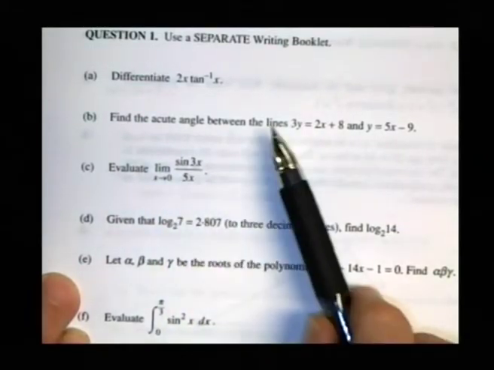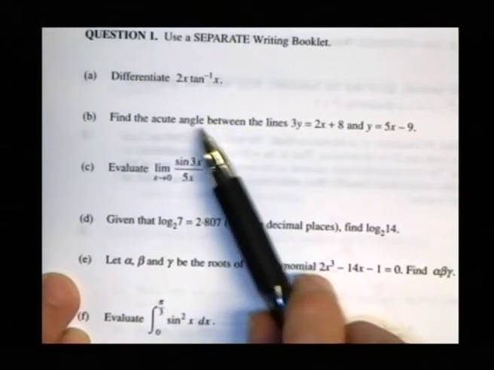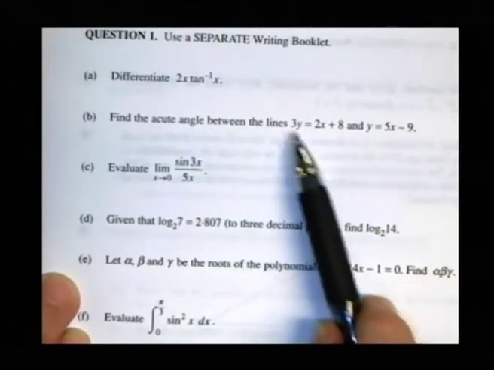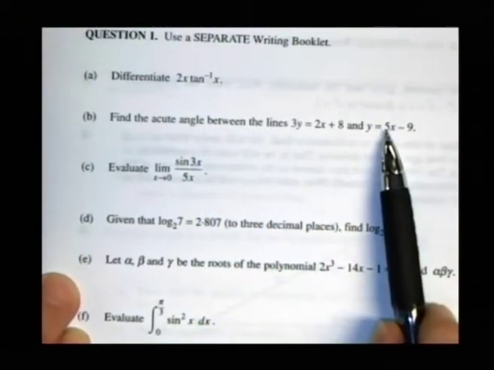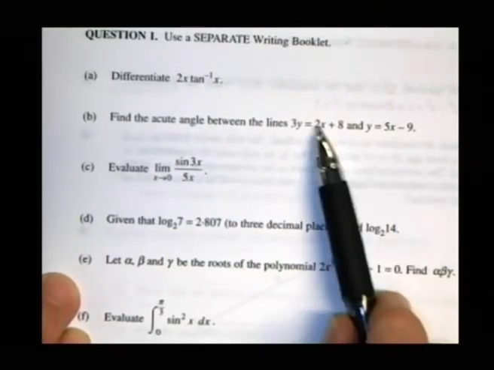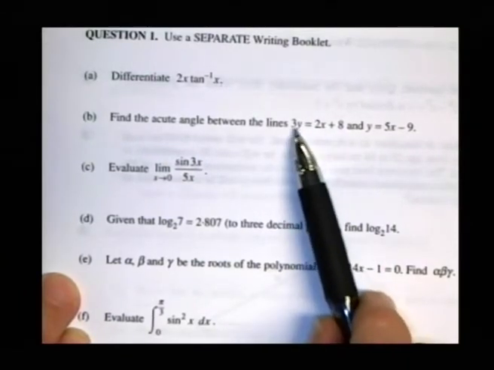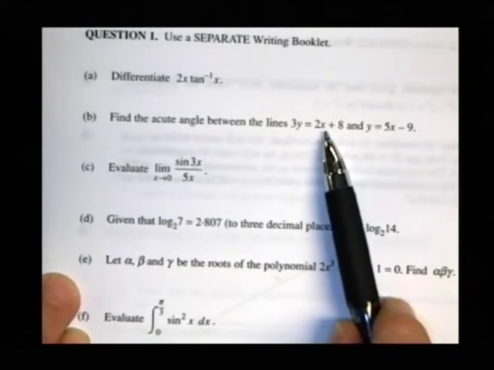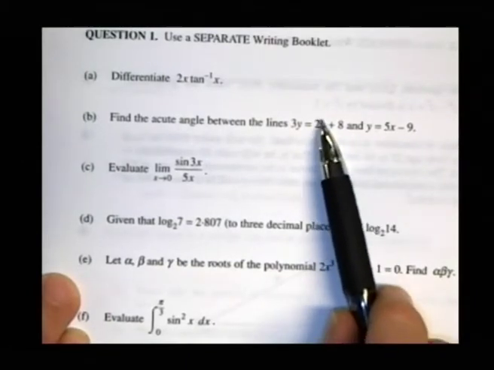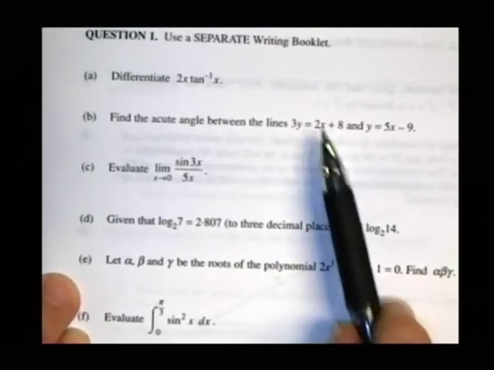Notice the one above it also, an HSC question: find the acute angle between the two lines. You know the gradient of this line is 5, you can call it M1 or M2, it's irrelevant. And the gradient of this one, you must make it y equals mx plus b, so it's y equals 2 over 3 x plus 8 over 3, and the 2 over 3 is the gradient of that line.